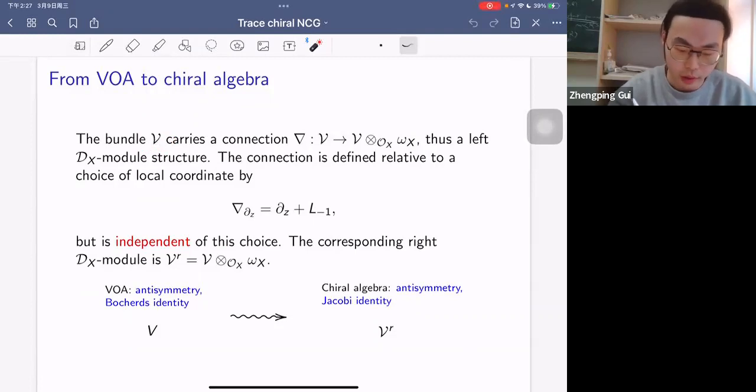We can transfer it to a right D module by tensoring with the canonical line bundle. So the point is that the anti-symmetry and the Borcherds identity, the two-dimensional Jacobi identity, correspond to the anti-symmetry and the Jacobi identity of the chiral algebra. So from a vertex operator algebra, or more generally a quasi-conformal vertex algebra, we get a chiral algebra.